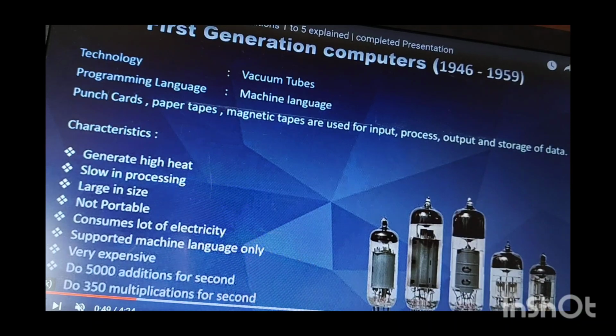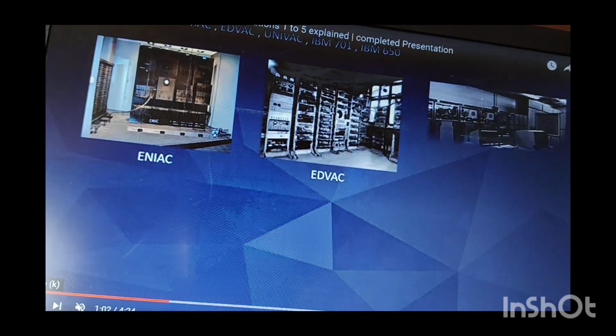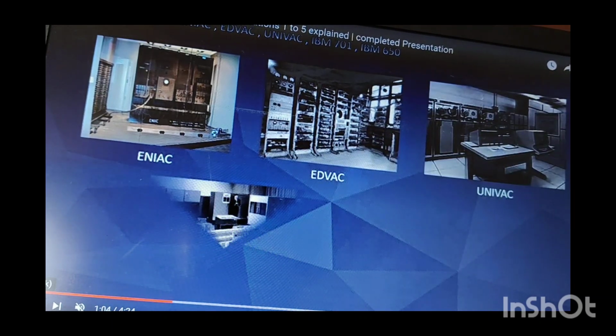So who were the inventors of this type of computer? Howard Aiken, Mauchly and Eckert. They invented computers known as UNIVAC and ENIAC. These are all examples of first generation computers. So these are all the features of the first generation of computers. If I ask you for examples, you have to tell me UNIVAC, ENIAC, EDVAC, IBM 701, IBM 650.